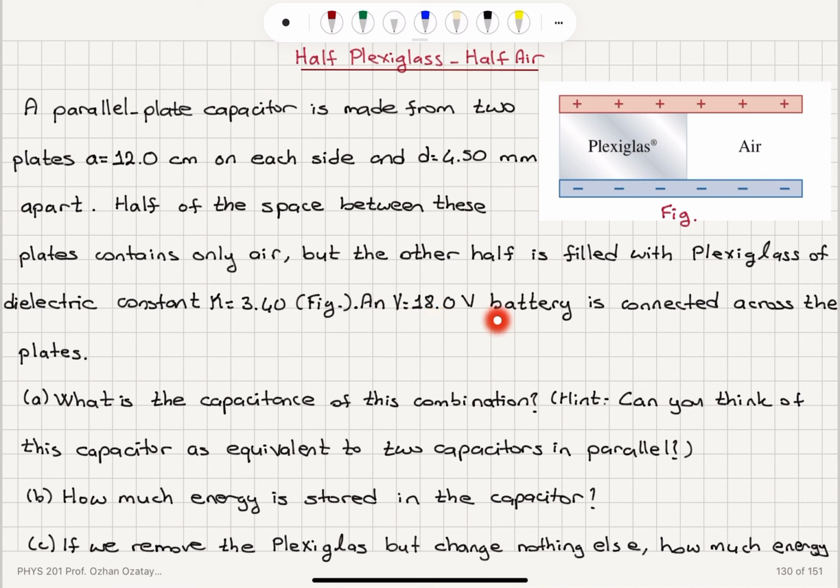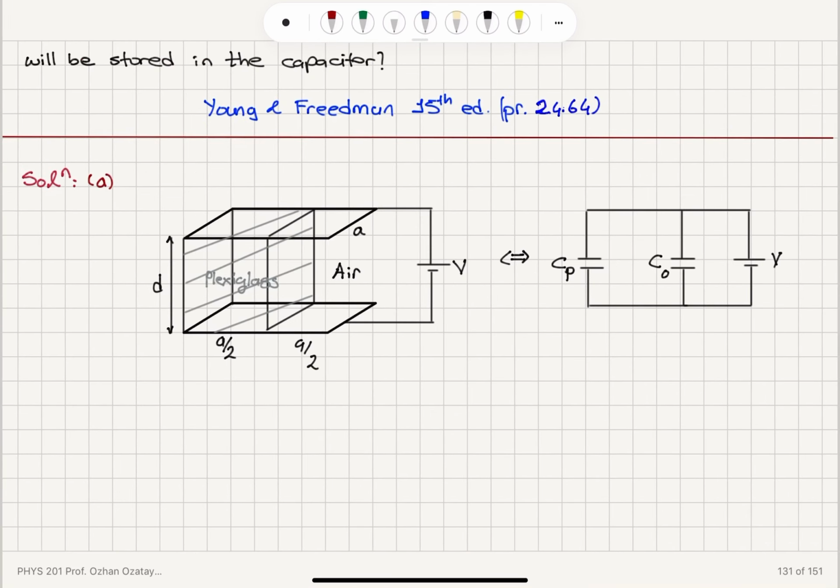An 18 volt battery is connected across the plates. Part A, what is the capacitance of this combination? Hint, can you think of this capacitor as equivalent to two capacitors in parallel? Part B, how much energy is stored in the capacitor? Part C, if we remove the plexiglass but change nothing else, how much energy will be stored in the capacitor?